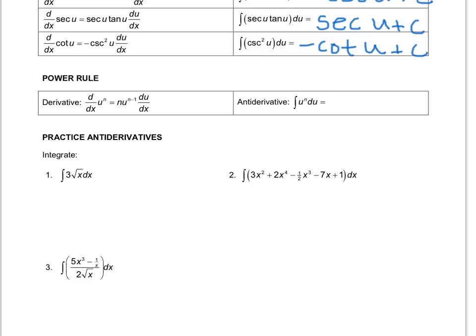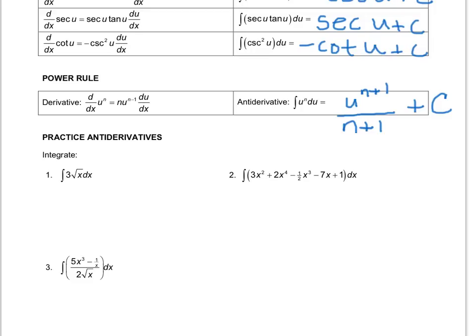Okay, so the first thing that you're going to do is add 1 to your power. So that says u to the n plus 1. And then you're going to divide by the new power, and tack on your c. Before, we would deal with the power first, bring it to the front, and drop the power by 1. Now we're going to add 1 to the power and divide by the new power.